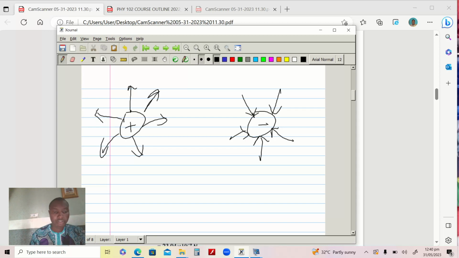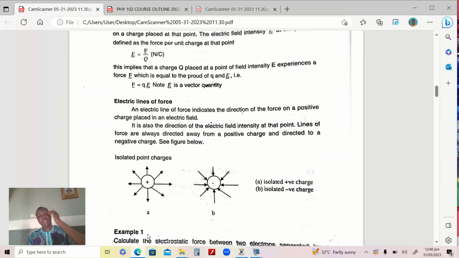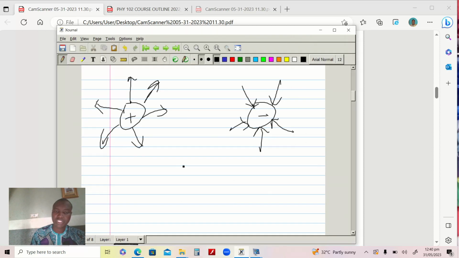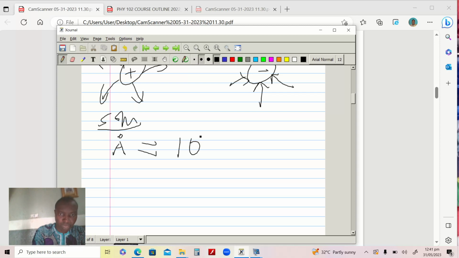I want us to solve a few problems from here. Let's see this question. This one says calculate the electrostatic force between two electrons separated by a distance of 10 to power minus 10. Now 10 to power minus 10 is called 1 angstrom. Angstrom is 10 to power minus 10, and the unit for angstrom is capital letter A with a small circle on top, and it is equal to 10 to power minus 10 meters. Because if they give you 10 angstroms, you must know how to convert it to meters.